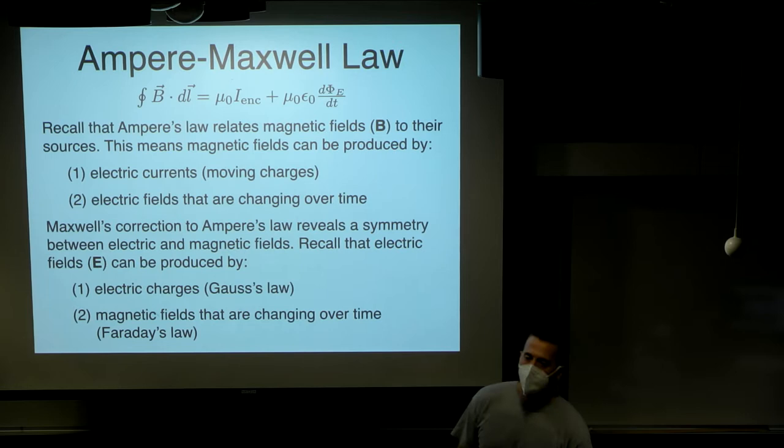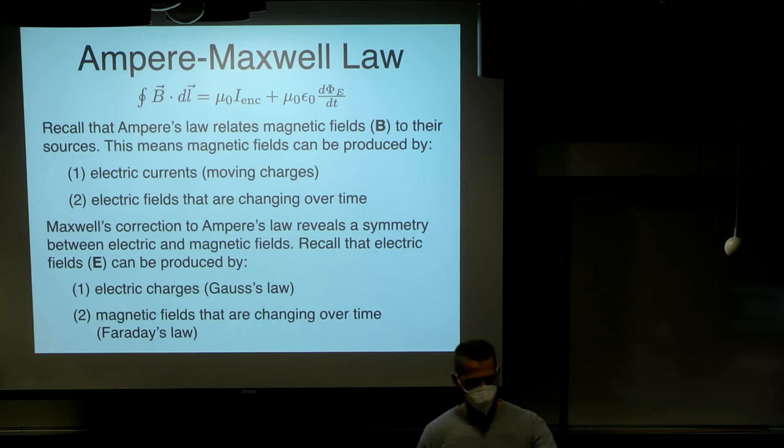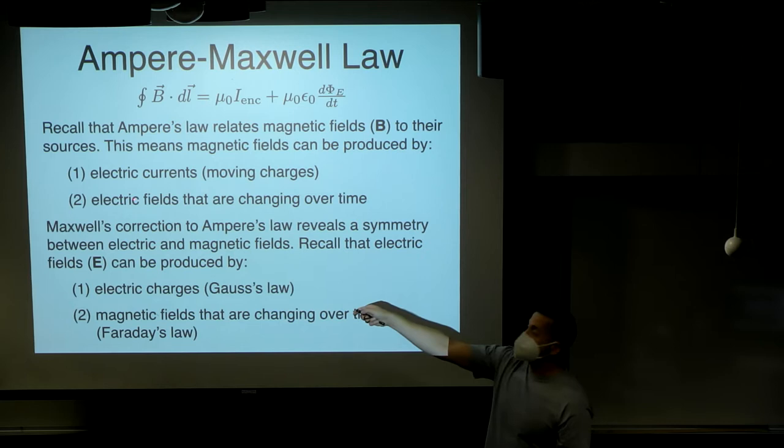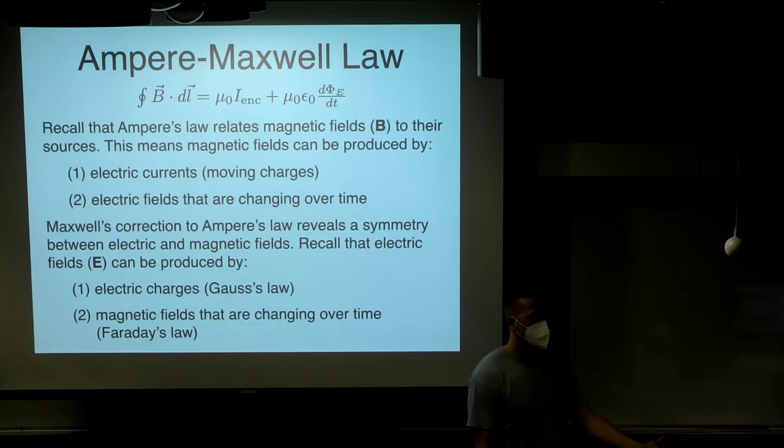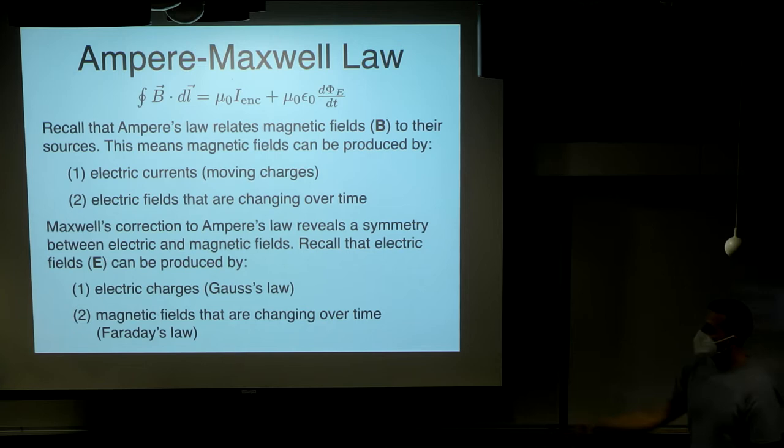So we already knew that B fields can be produced by electric currents, which are just moving charges. But the new thing that we just learned is that B fields can also be caused or created by electric fields that are changing in time. So even if you have no actual moving charge, if you just have an electric field that's changing over time in some region of space, that is producing a B field. That's what this equation is telling us. So there's two different ways to produce a B field.